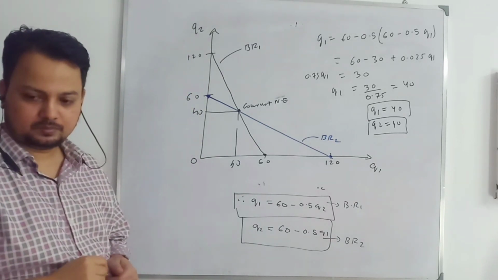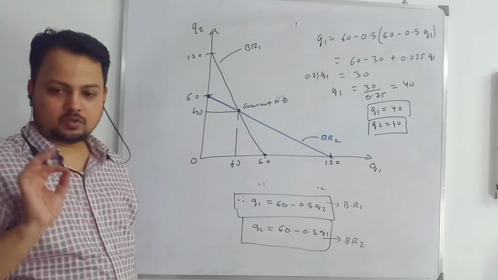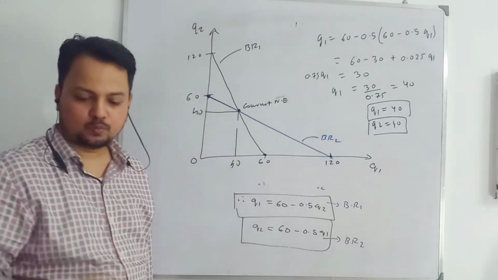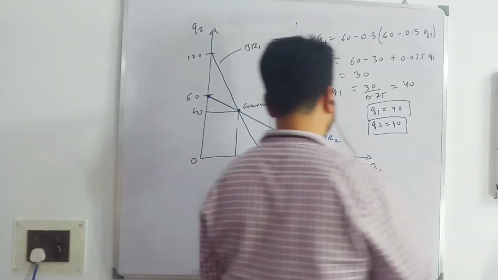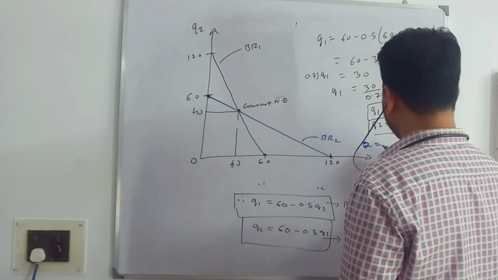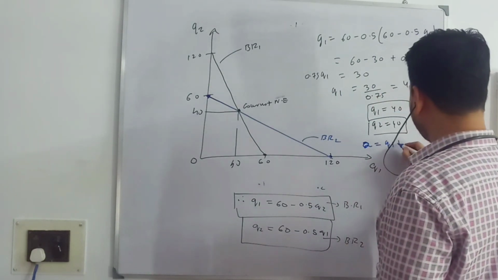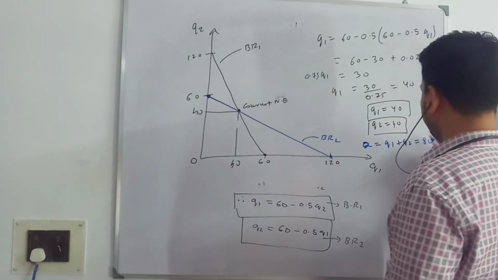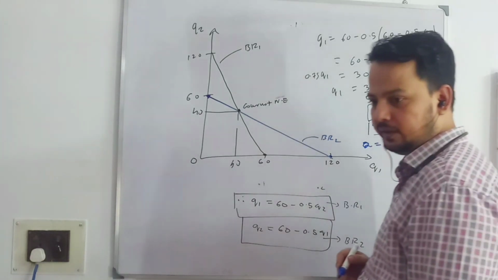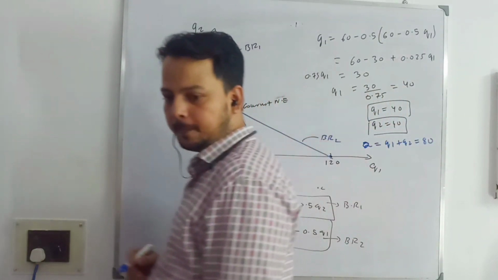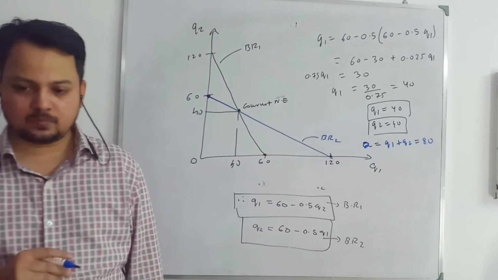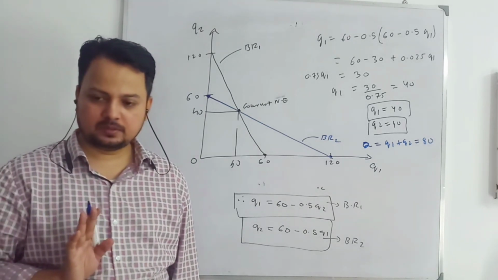Can you hear me, everyone? So the Cournot equilibrium output is how much? $80, right? 40 plus 40, 80. Yes or no?